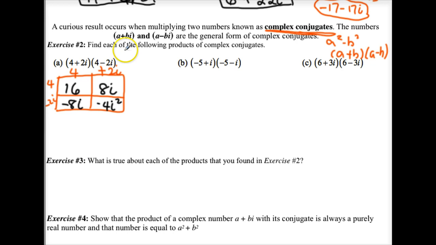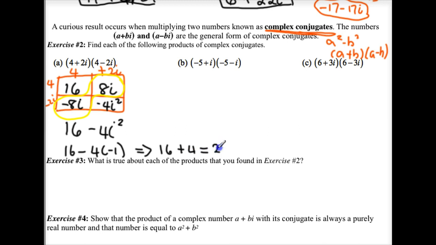Negative times a positive is a negative. Now combining like terms. My 8's with the i are my like terms. So I will end up with 16. 8i minus 8i is 0, so that cancels off. And then I have minus 4i squared. But we know that i squared is actually negative 1, so this becomes 16 minus 4 times negative 1, and I'm just going to write it out here. This becomes 16 plus 4, which is 20.